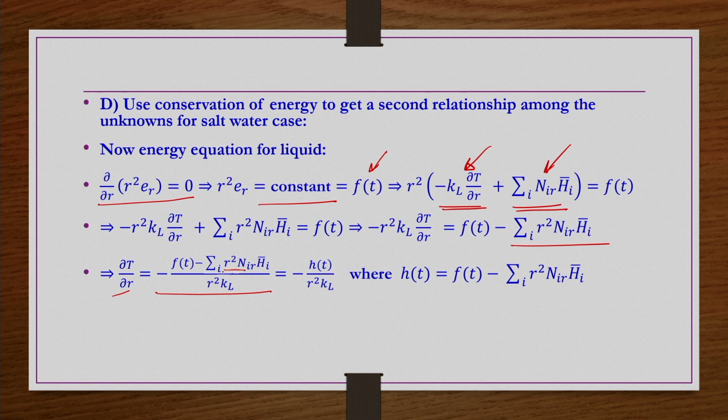This r square N_i r is constant, right. From the species conservation equation simplification in the previous slide, what we got is r square N_sr is equal to f(t), which is equal to capital R square N_sr at capital R comma t, and this is at small r comma t. So, r square N_sr we have written there only for the salt part, but that is true for all the cases, you get the same thing. So, that is a function of time only.